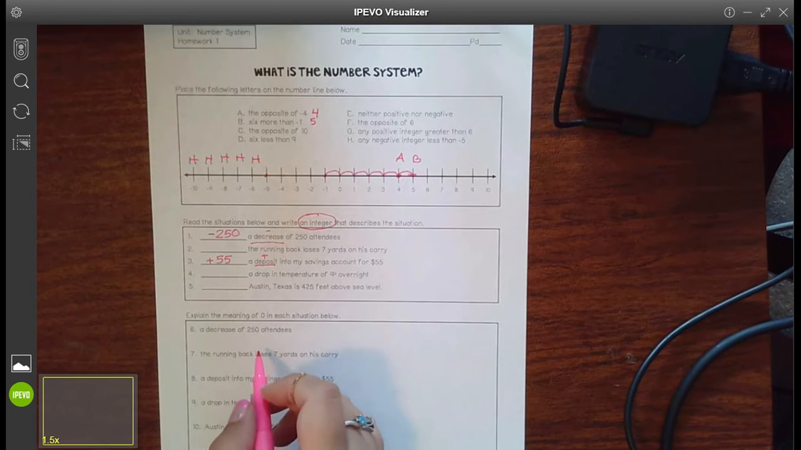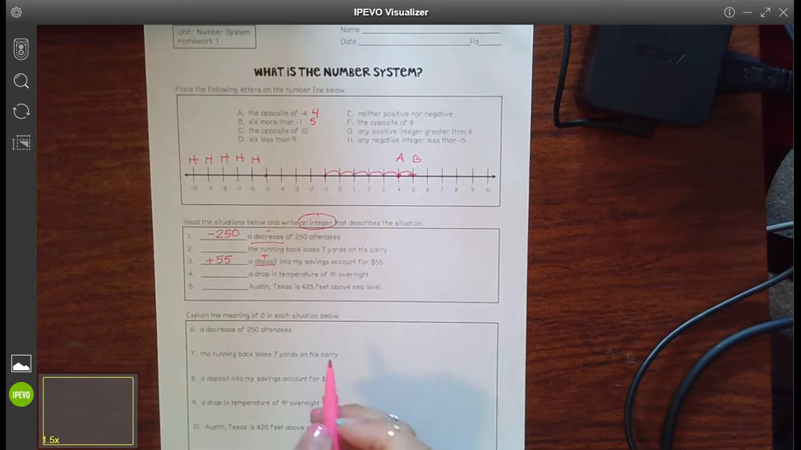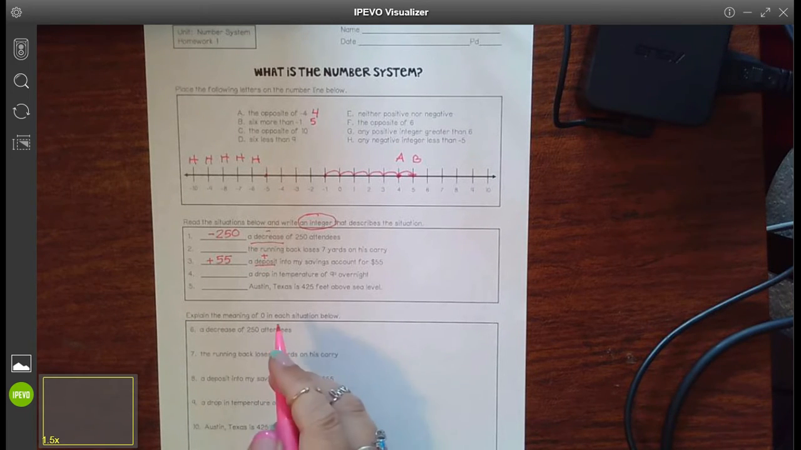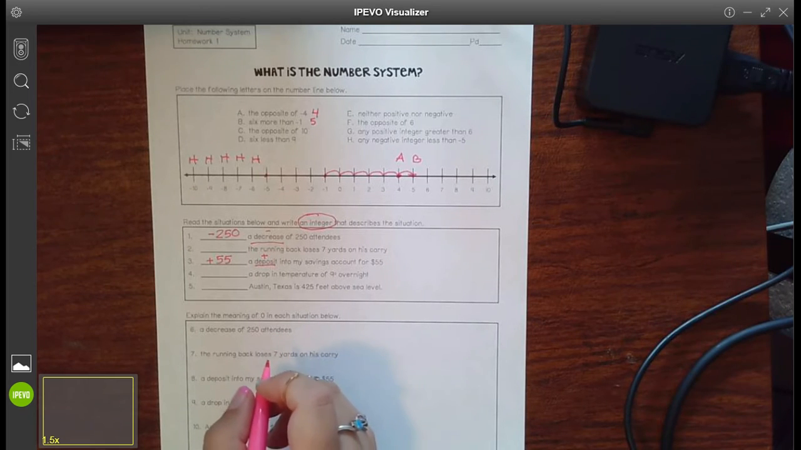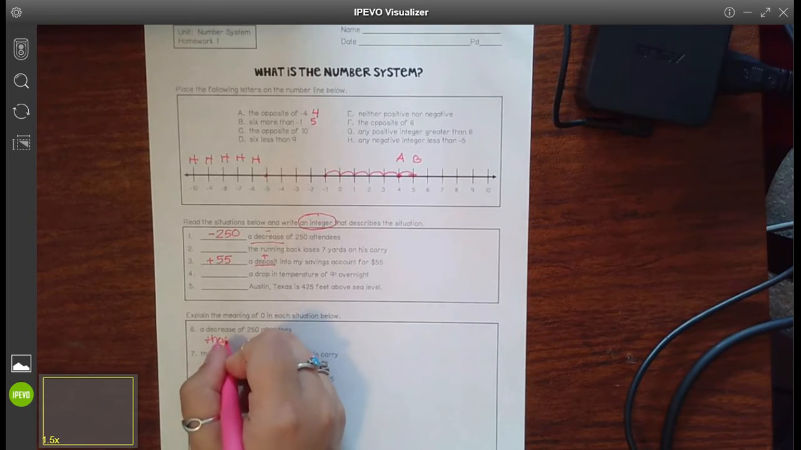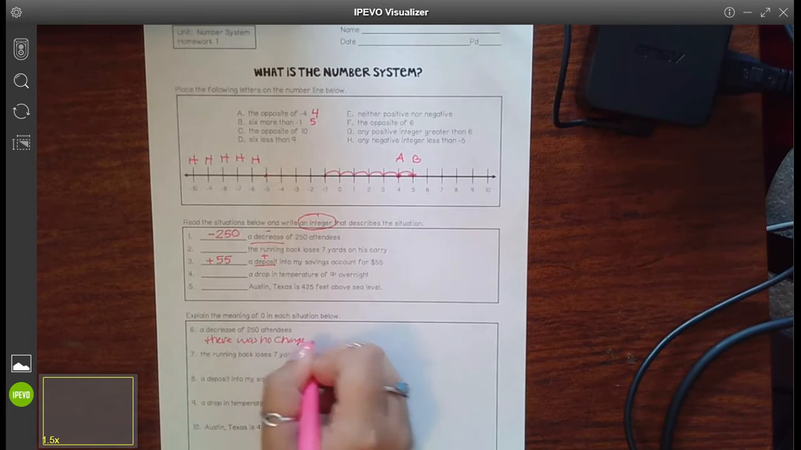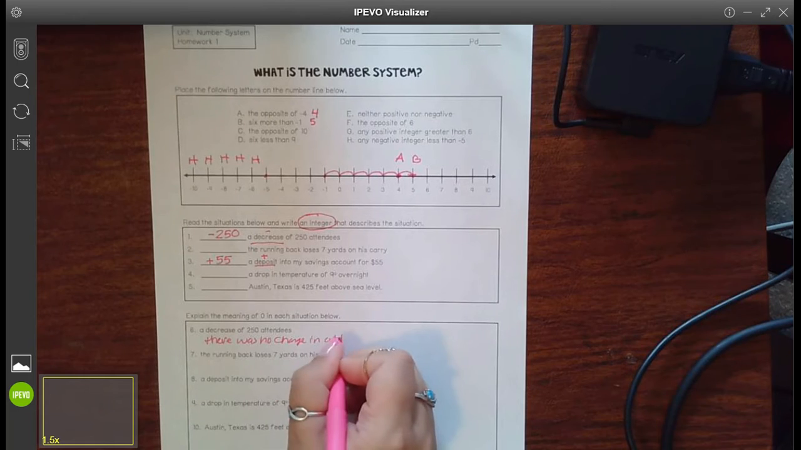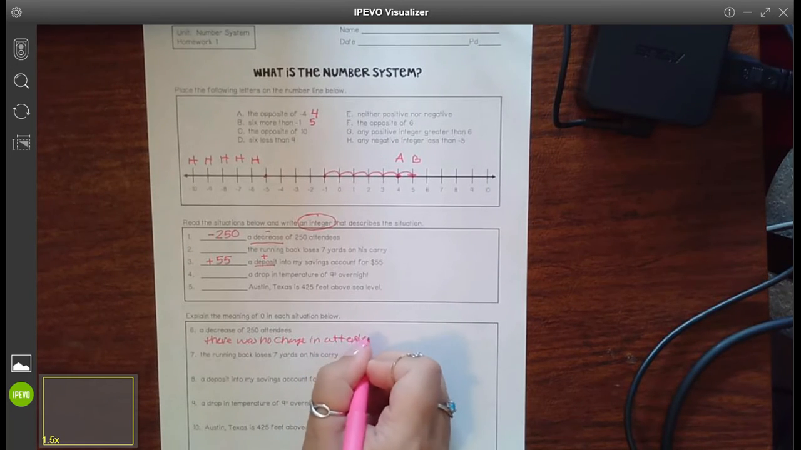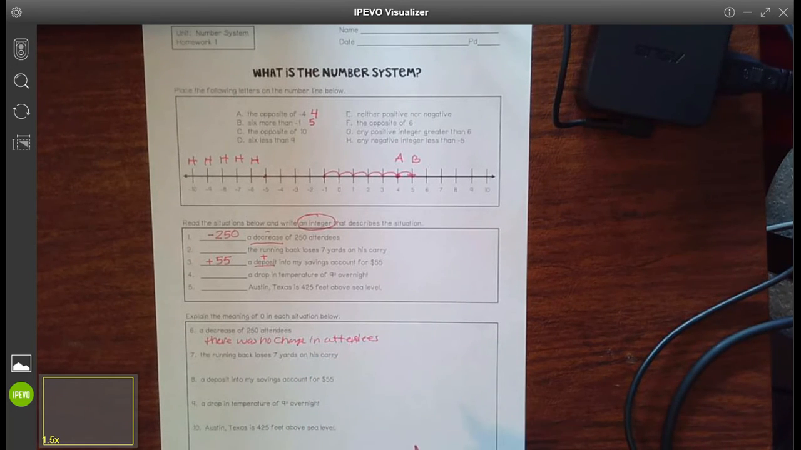And then this section, it's a little weird, even I admit. It's saying explain the meaning of 0 in these situations. So if they're talking about a decrease of 250 attendees, what would it have been if it were talking about a change of 0? Well, a change of 0 would mean that there was no change in attendees. Okay, that would be a change of 0, right?